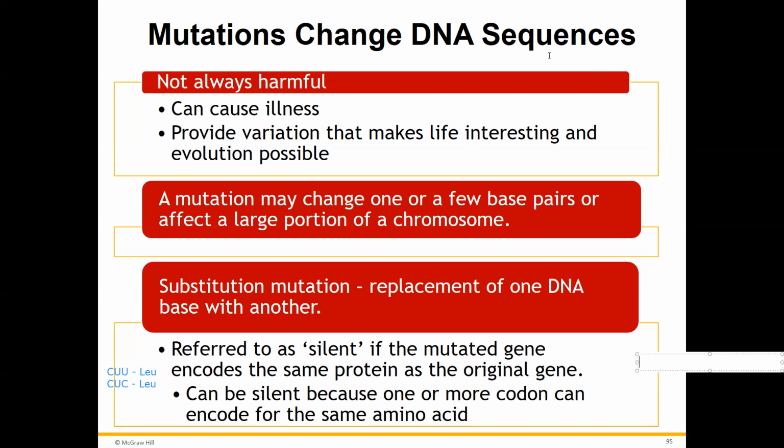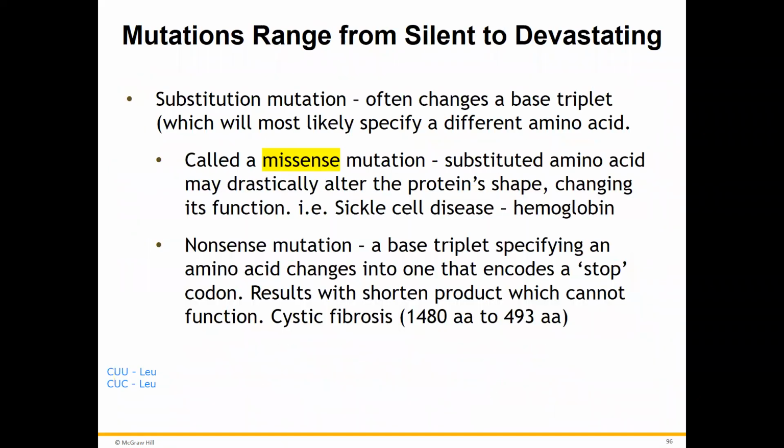Now, that's one example of a substitution. You can have a substitution mutation where it changes the whole base triplet. And if the whole triplet changes, well, you probably are going to call for a different amino acid. It won't necessarily be a horrible thing. It just would depend on what amino acid is added to what polypeptide.